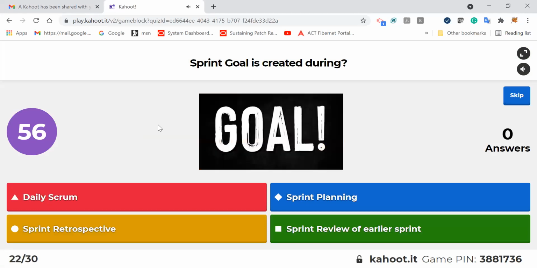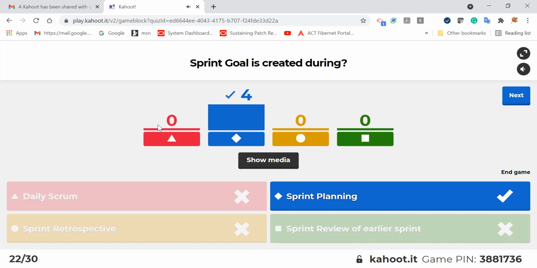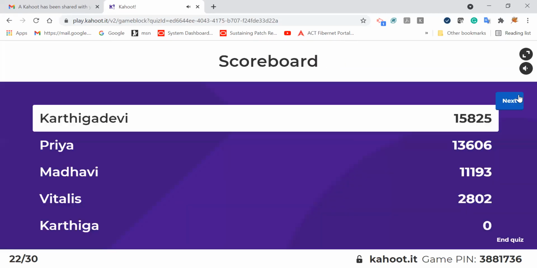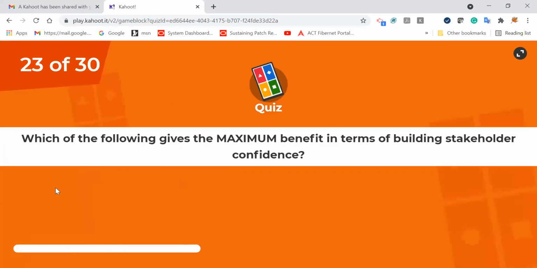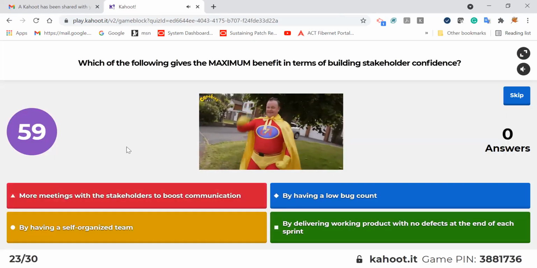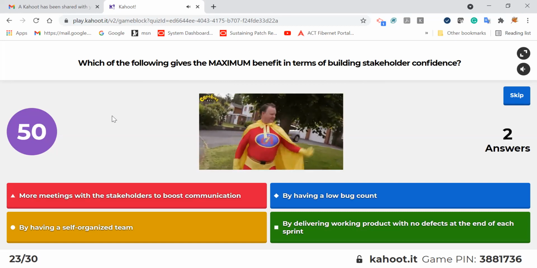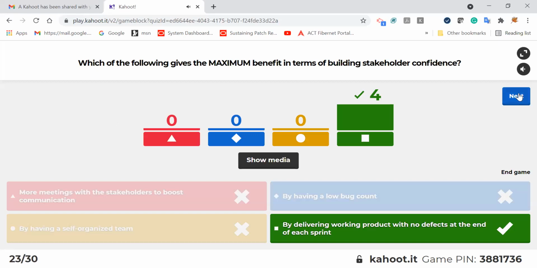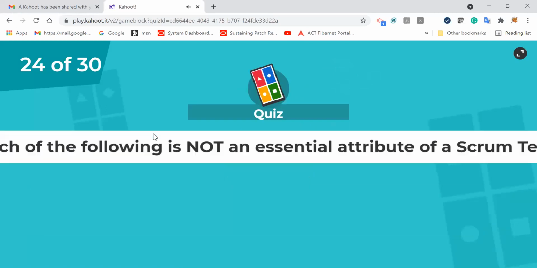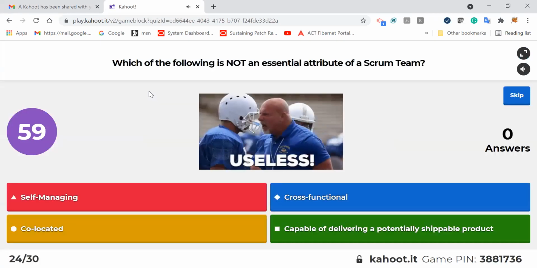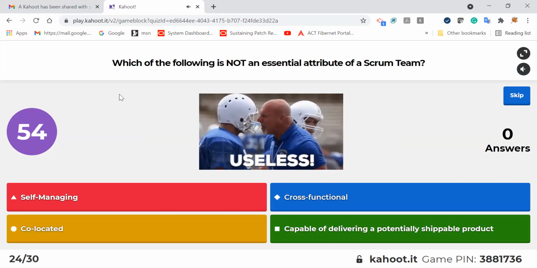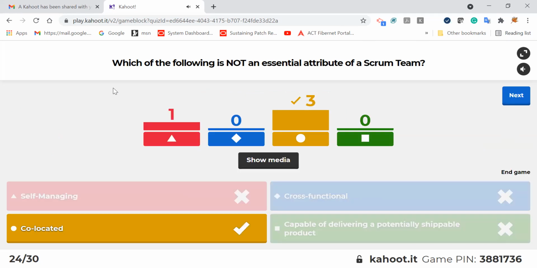Sprint goal is created during what sprint ceremony? Fantastic. Which of the following gives the maximum benefit in terms of building stakeholder confidence? Cool. Which of the following is not an essential attribute of a Scrum team? Essential attribute. Yes, co-located is not really essential.